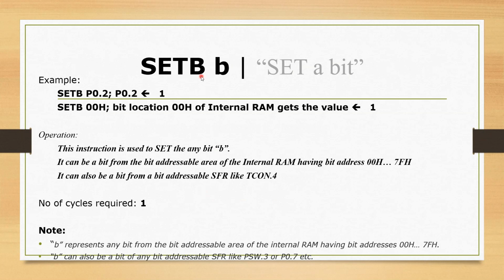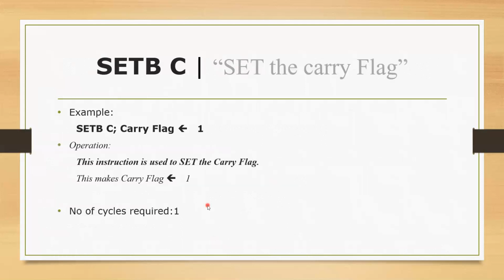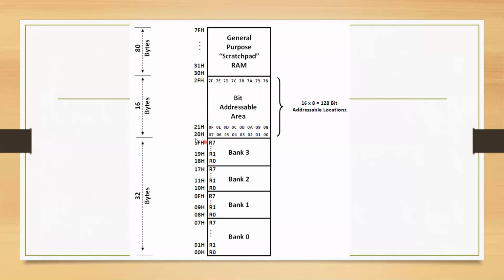Next is SETB bit. Here, bit represents any bit from the bit addressable area of the internal RAM, having a bit address from 00 hex to 7F hex. The bit addressable RAM space is from 20 hex to 2F hex, which is the byte address of this area. We have 16 bytes allotted for the bit addressable area.